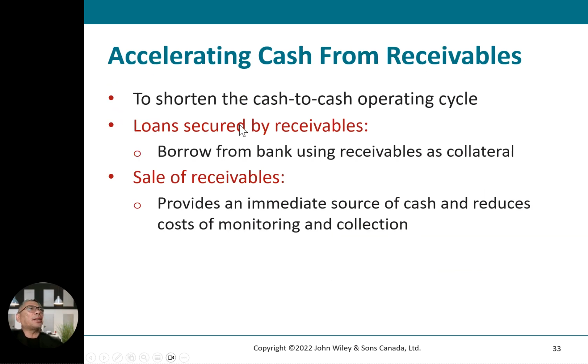Accelerating cash from receivables, to shorten the cash to customer cycle: loans secured by receivables, borrowing from a bank using them as collateral. This is the most common. You can get a loan secured by collateral. Sales of receivables provides immediate cash and reduces the cost of collection. This is called factoring. Most in Asia, when I was in investment banking with Nomura and Morgan Grenfell, we did a lot of factoring here. Some companies issue promissory notes backed by the receivables. Okay, that's basically what it is.